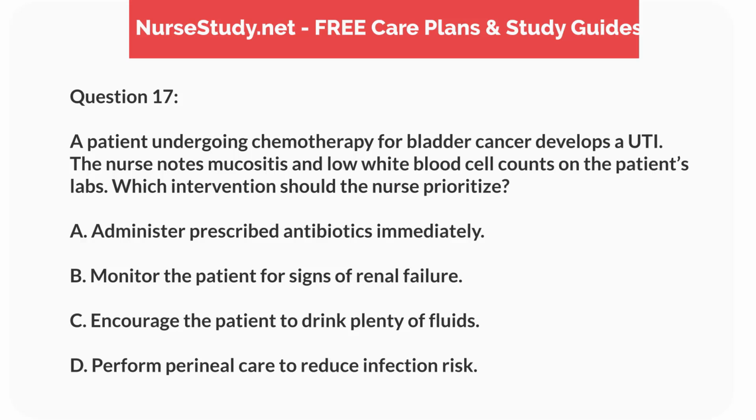Question 17. A patient undergoing chemotherapy for bladder cancer develops a UTI. The nurse notes mucositis and low white blood cell counts on the patient's labs. Which intervention should the nurse prioritize? A. Administer prescribed antibiotics immediately. B. Monitor the patient for signs of renal failure. C. Encourage the patient to drink plenty of fluids. D. Perform perineal care to reduce infection risk.